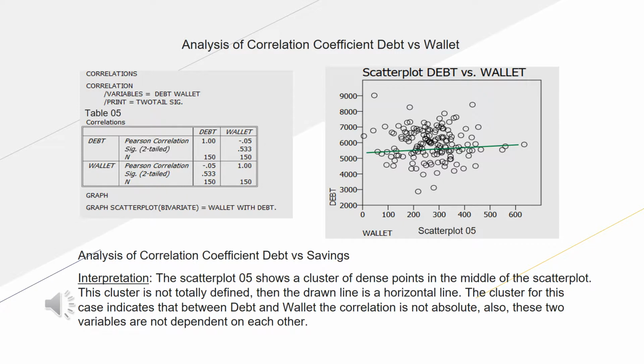Analysis of correlation coefficient: debt versus wallet. Interpretation. Scatter plot 05 shows a cluster of dense points in the middle of the scatter plot. This cluster is not totally defined. Then the drawn line is a horizontal line. The cluster in this case indicates that between debt and wallet, the correlation is not absolute. Also, these two variables are not dependent on each other.